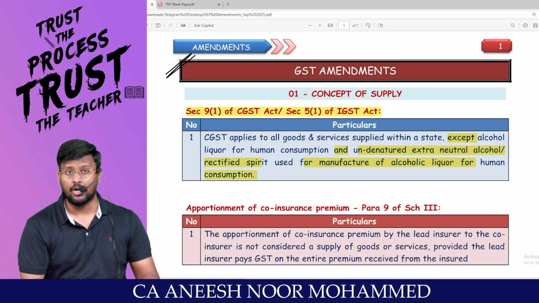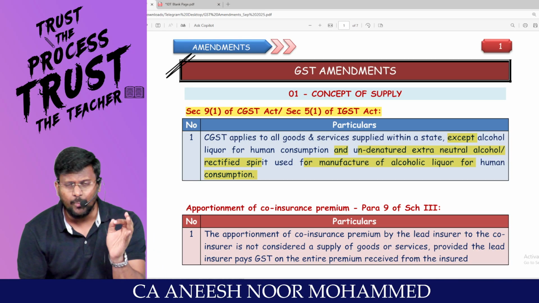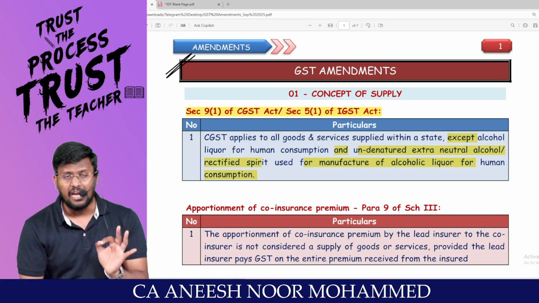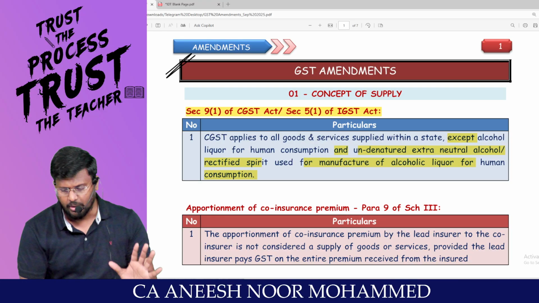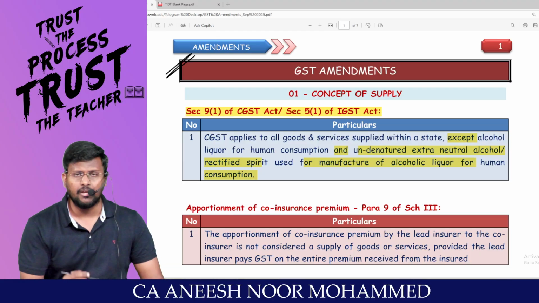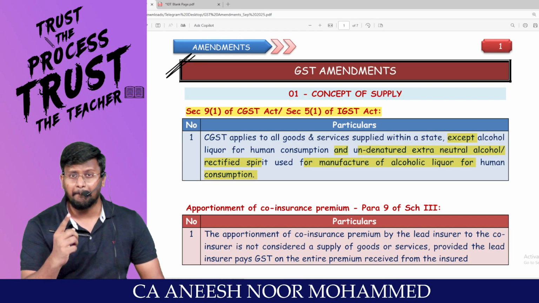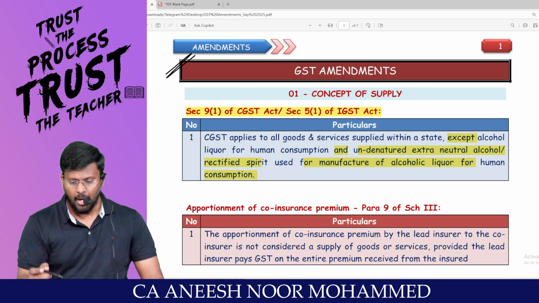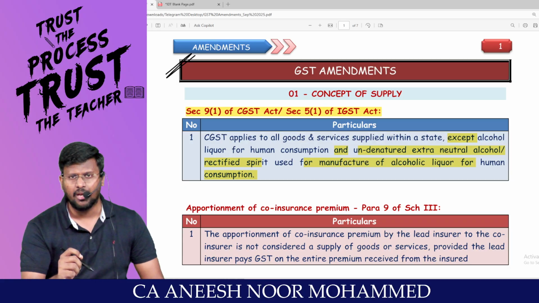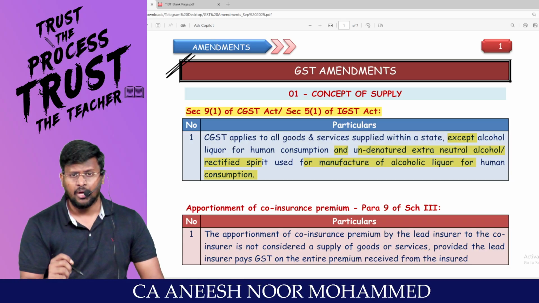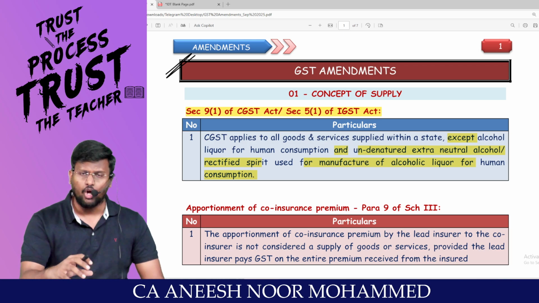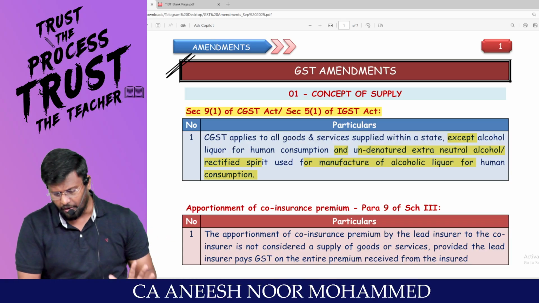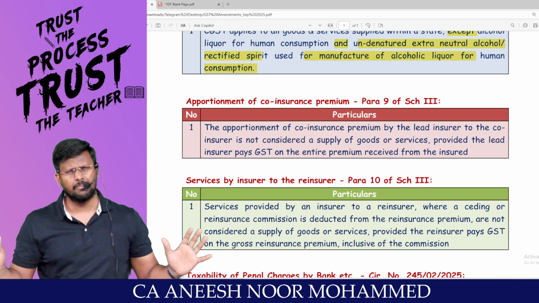According to me, ICAI will coin the question like this: they will say that they are a supplier of undenatured extra neutral alcohol or rectified spirit. They have supplied it for the manufacturing of perfume, then it is liable to GST. Because if these two raw materials are supplied for manufacturing of alcoholic liquor for human consumption, then it will be outside the scope of GST. That's it. The first amendment is done.